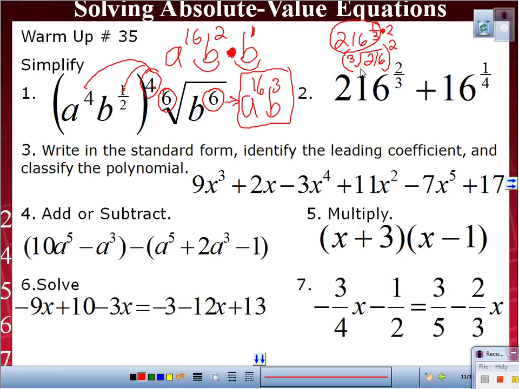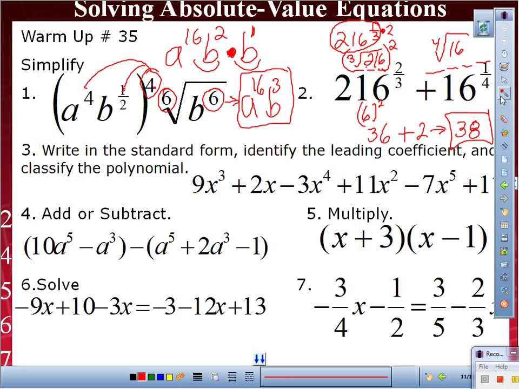Okay, here we go. So what number times itself 3 times gives us a product of 216? 6. So that is 6. And then you bring down the exponent of 2. What is 6 squared? 36. Bring down the plus. This becomes the 4th root of 16. What number times itself 4 times gives us 16? 2. So this becomes 38. Hands if you got that. Okay, good. Stay focused, please.